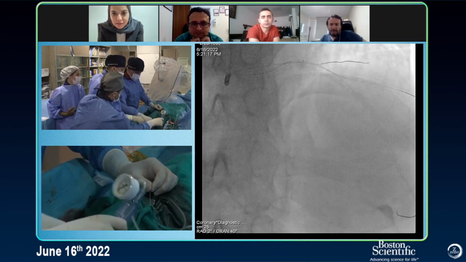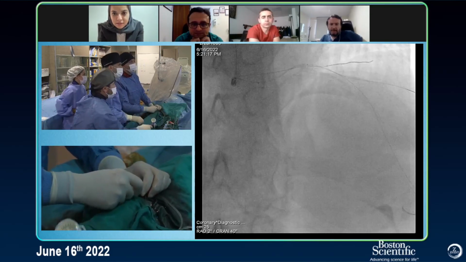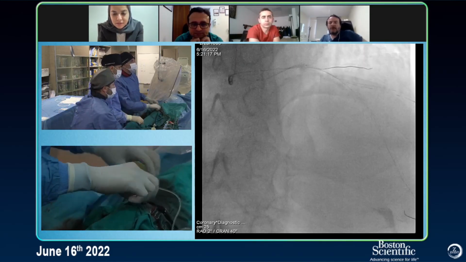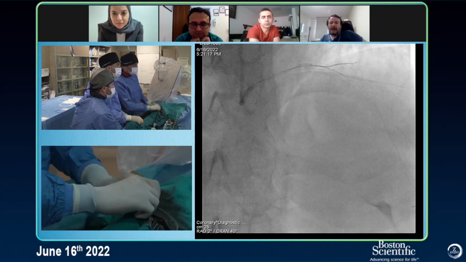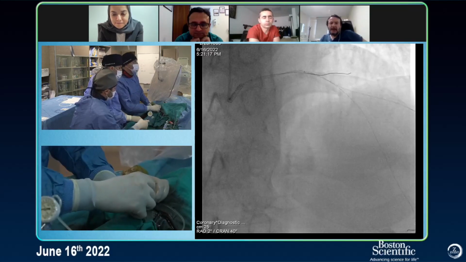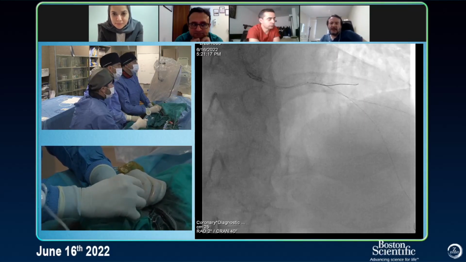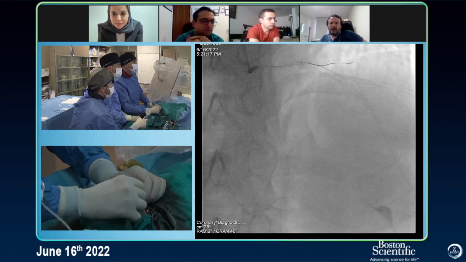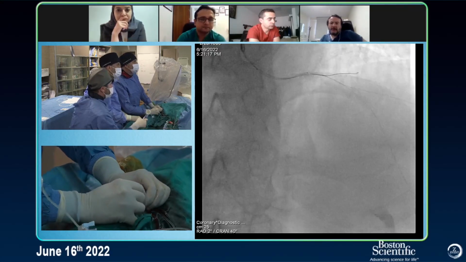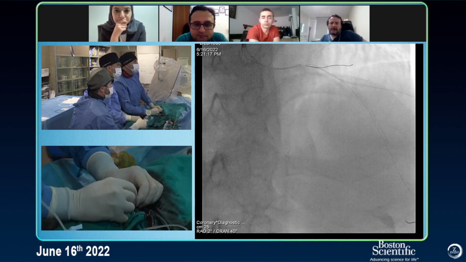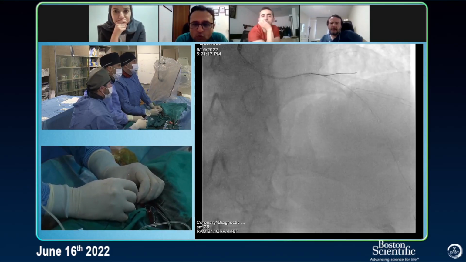But I have this one. Yes, this is diagonal. This diagonal first. But the proximal part of the LAD is still calcified, and it hinders the stent from going smoothly through the lesion. Not easy to pull. I have to be careful regarding pulling. Yes, they are out.